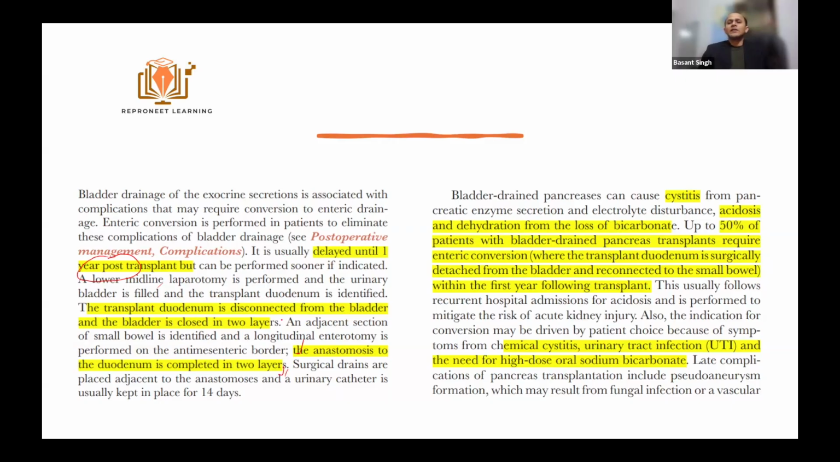Okay. See here they have mentioned the disadvantages of a bladder drainage. Patients will have acidosis, they will have cystitis, they will have nephritis. So all these problems are there. Okay, so that is why the current standard is to do an enteric drainage. If a patient has undergone any bladder drainage, then after 1 year we go back to enteric drainage.